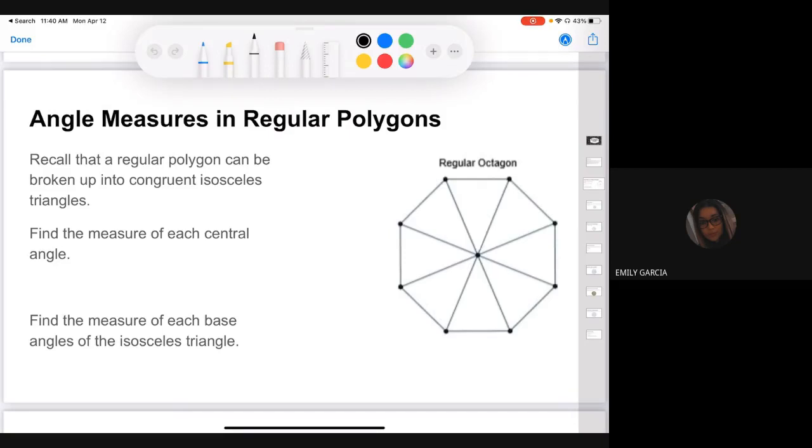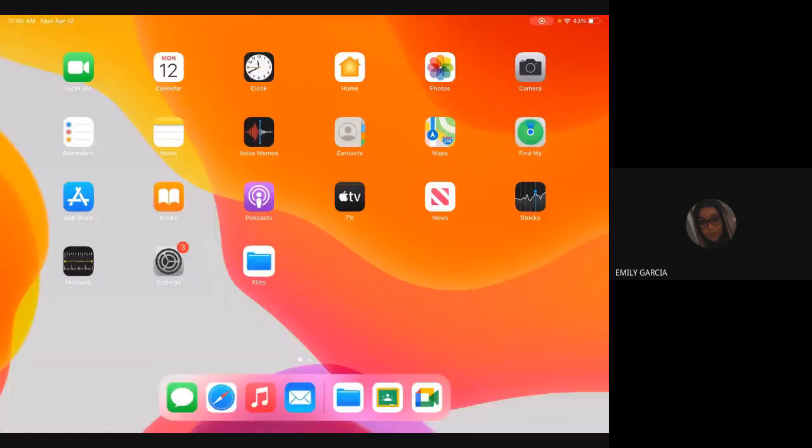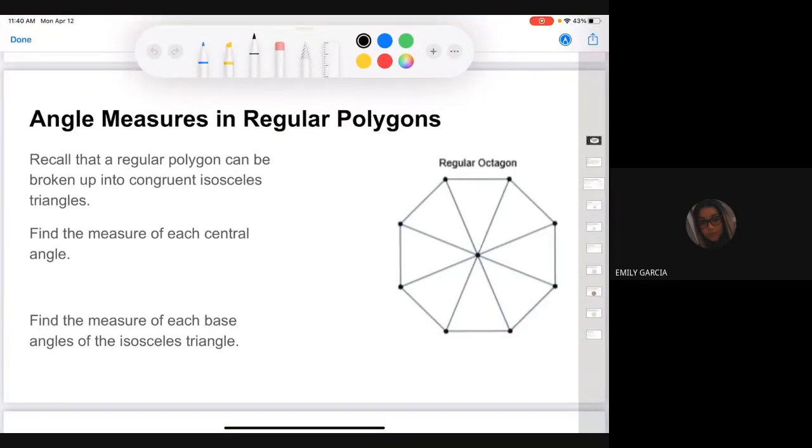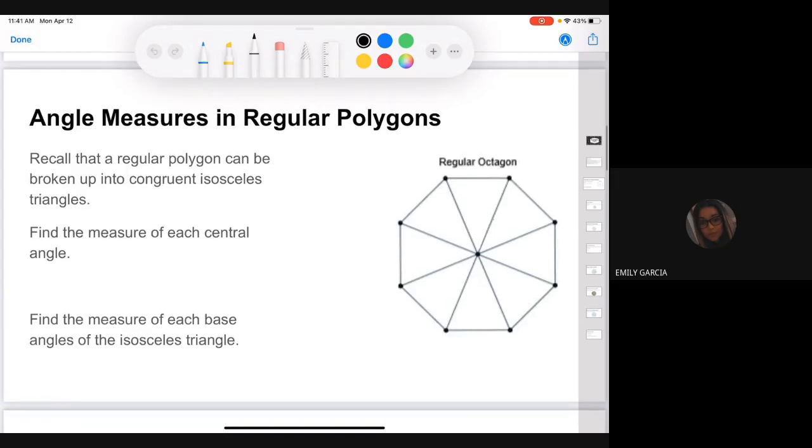So the way that we would solve for the measure of these central angles is if you think about it, inside of this regular octagon here we have a circle, right? A circle can exist on the inside. And what we know about a circle is that the circle is equal to 360 degrees. The entire outside of that circle is equal to 360 degrees.